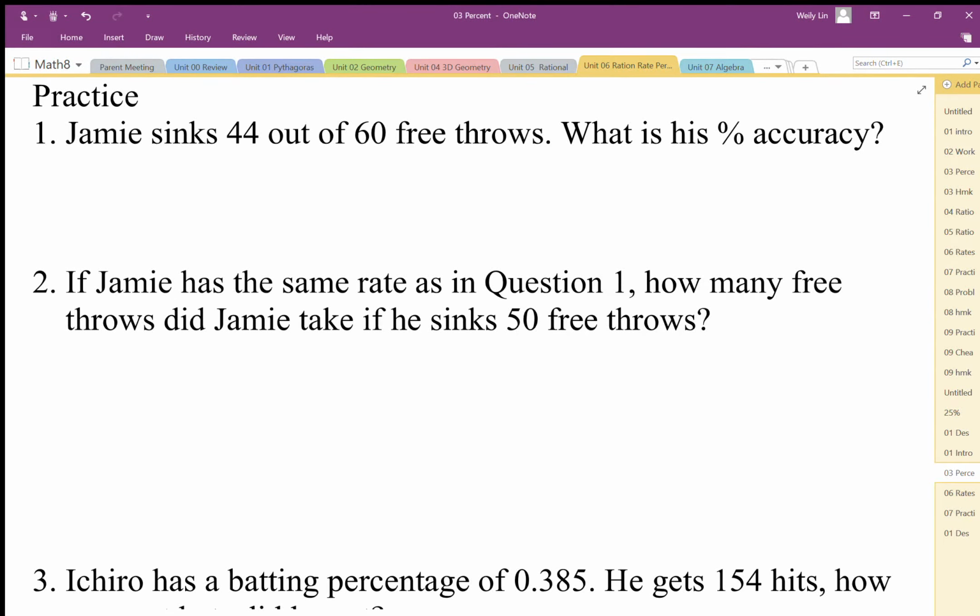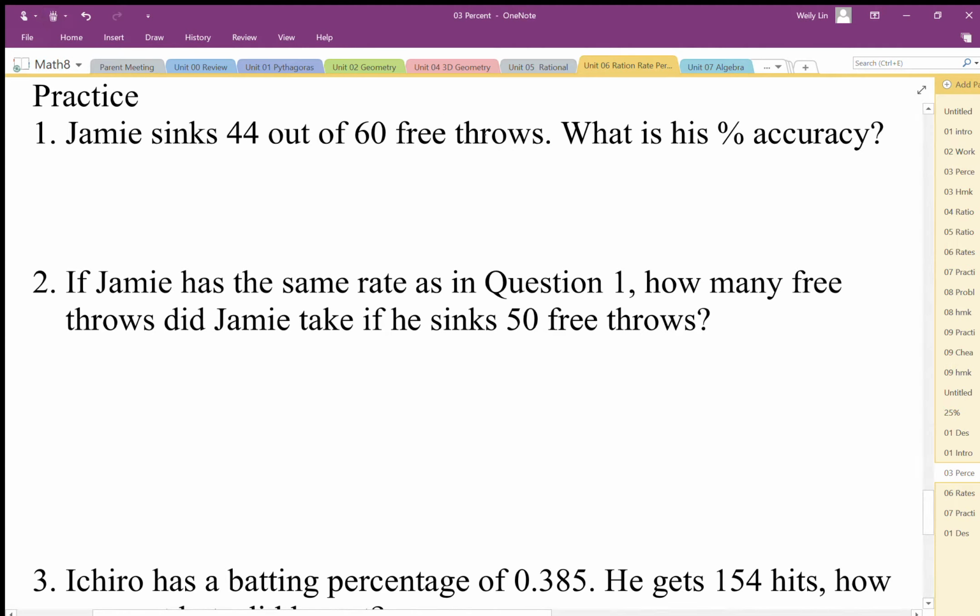To work out these percentage problems, we want to make sure we can set up the proportional equation ratio. So the 44 in this problem represents the part. The 60 free throws is the whole. So this is attempts. This is the number of successes. Attempts, successes.